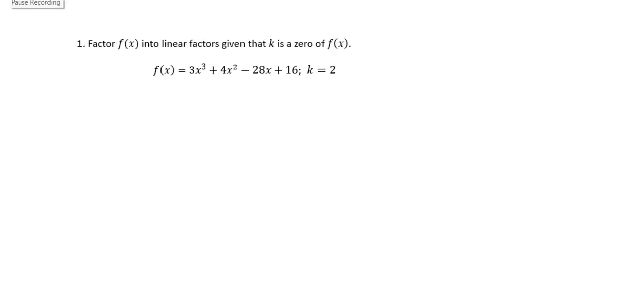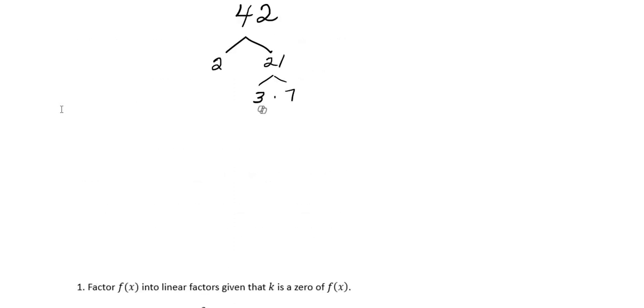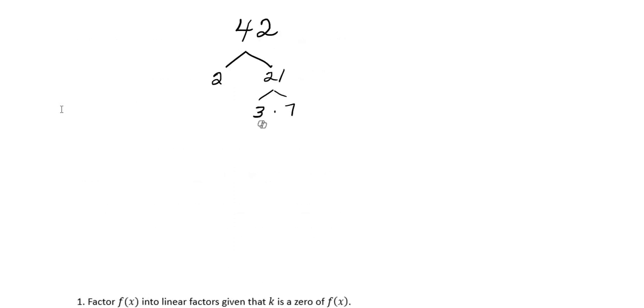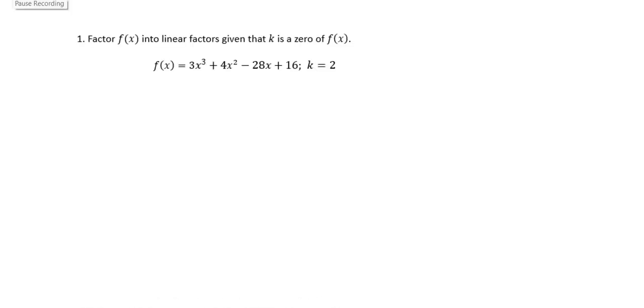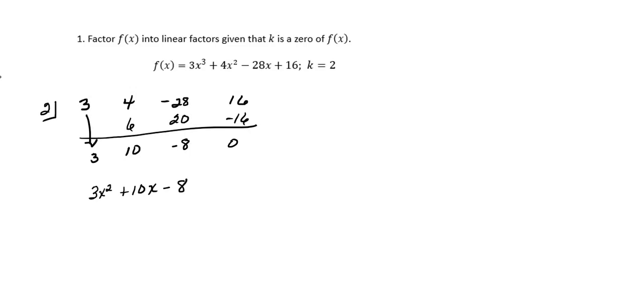I'm asked to factor the given polynomial, and I'm told that 2 is a 0. So it's very similar to what I have up here with 2 being a factor of 42. I'm going to divide using synthetic division. Okay, so my quotient here is 3x squared plus 10x minus 8. And I need to try to find other zeros or other factors.